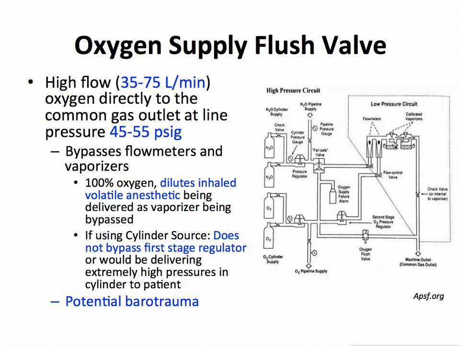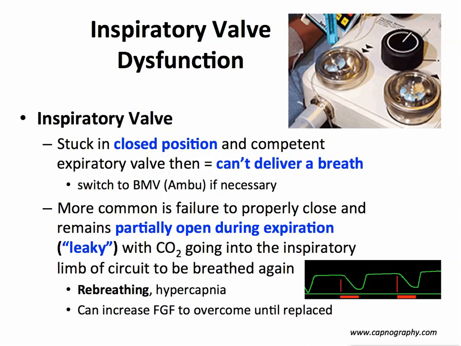That's one risk. Notice that if you're using a cylinder source, you still will not bypass the first stage regulator when you press on that oxygen flush valve. You sure wouldn't want to supply the pressures that are present in the oxygen and the nitrous cylinders, 750 and 2000 approximately, directly to a patient's lungs, but it still goes through a first stage regulator. There is a risk of potential barotrauma also when you hit the flush valve. So two potential issues with the supply flush valve: when you press it down and continue to press it down, you can get barotrauma and you can dilute out a volatile anesthetic if you're supplying it.